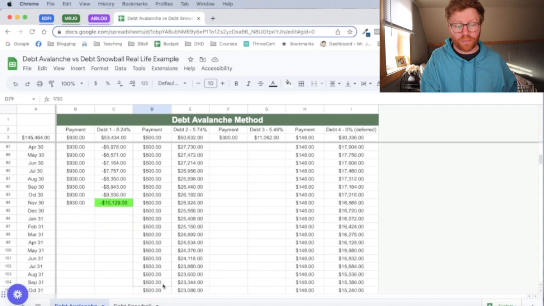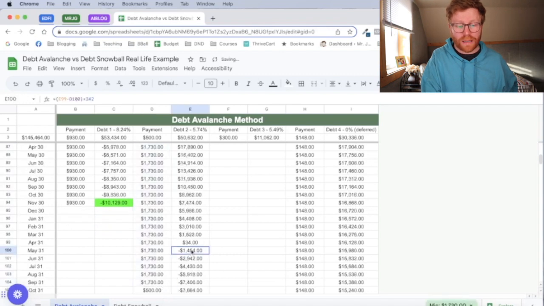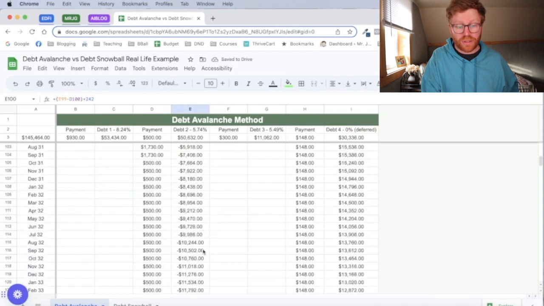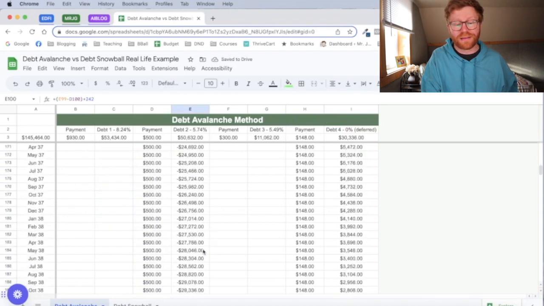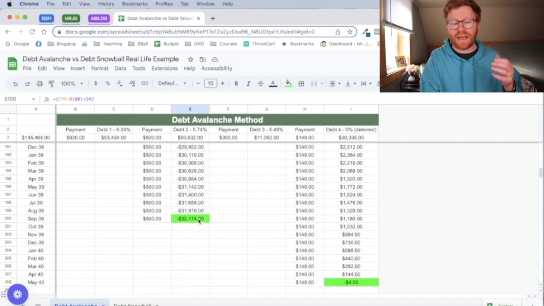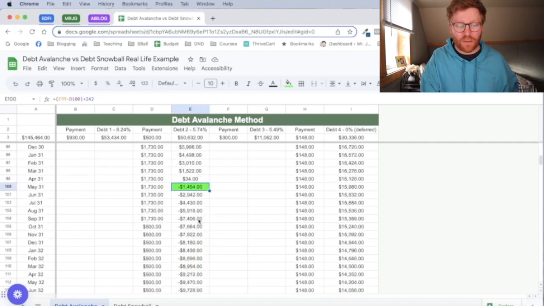I'm just going to drag this down a little bit, and we can see that we're already paying this off early here in May of 2031, which is a really long time. We're cutting 8 years off of the repayment on that loan or on that debt, which is amazing.